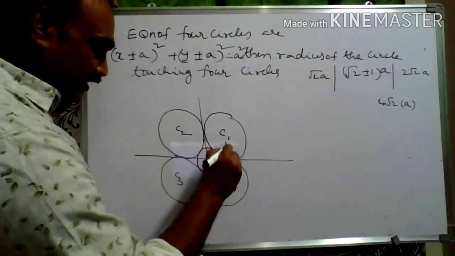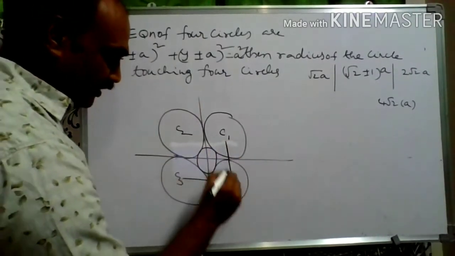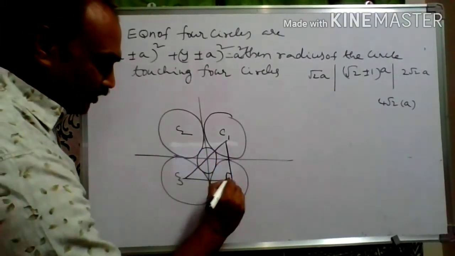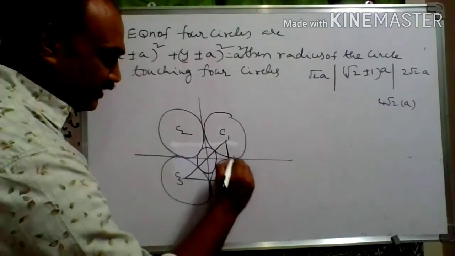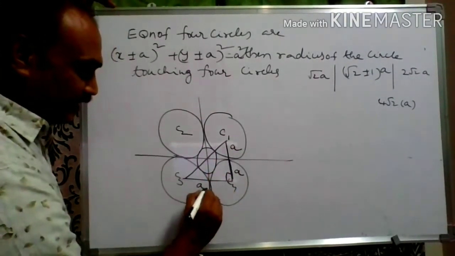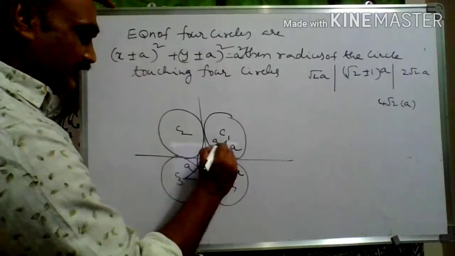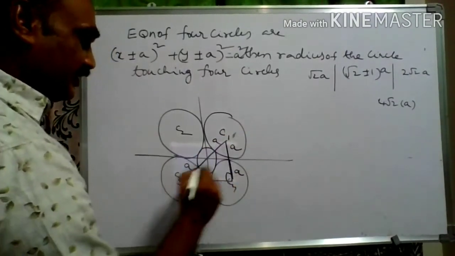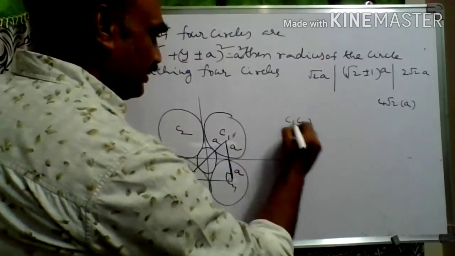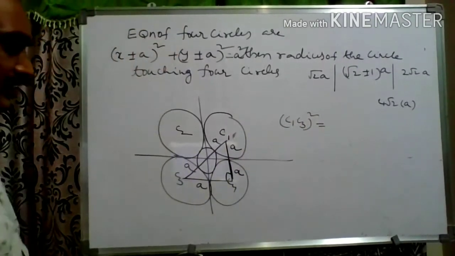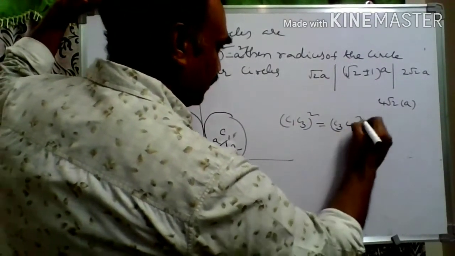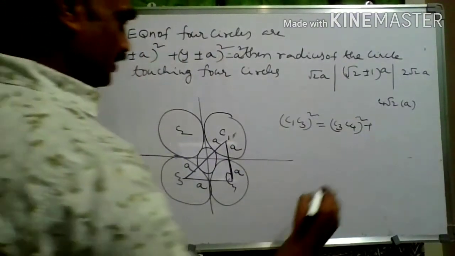Joining these centers, a right angle triangle is formed. The radius is a, this is also a, this is a. Suppose this point is C1, the angle is 90 degrees. C1C3 whole square, which is the hypotenuse, is equal to C3C4 whole square plus C1C4 whole square.